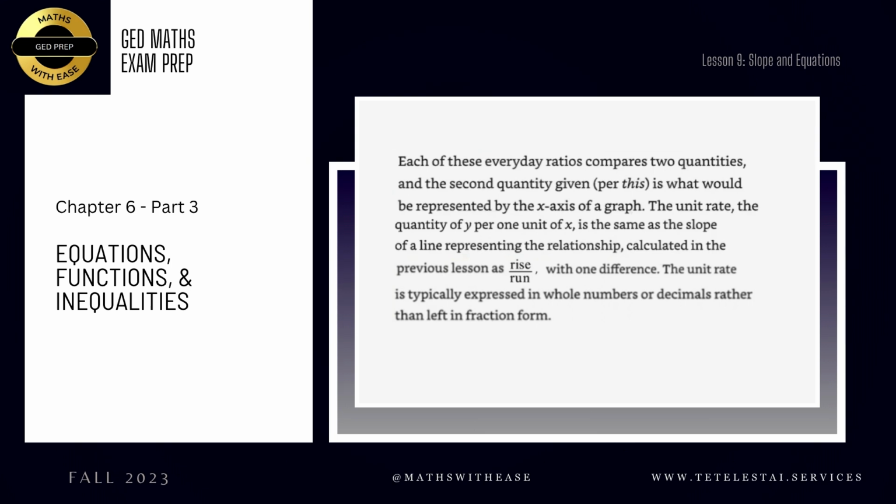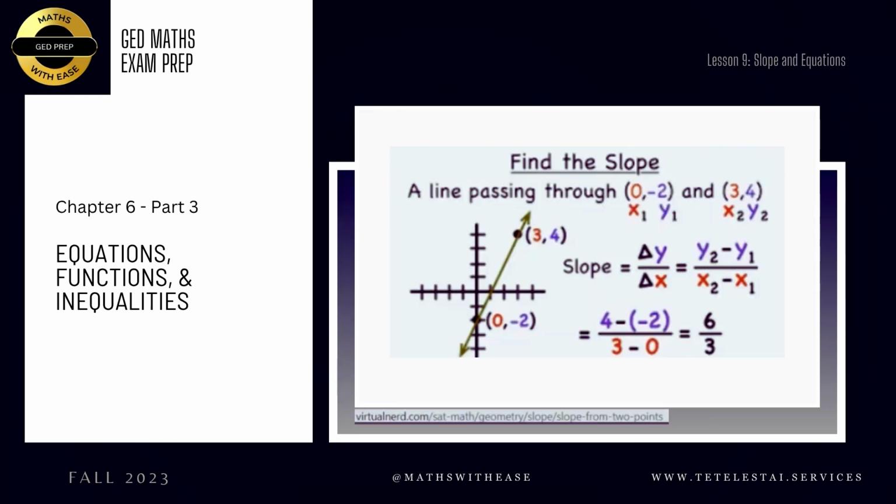The unit rate is typically expressed in whole numbers or decimals rather than left in fraction form. I found this on virtualnerd.com, and I put this in here to make the examples that follow a little bit easier to understand. So here we're being told to find the slope of a line that's passing through points (0, -2) and (3, 4), right?